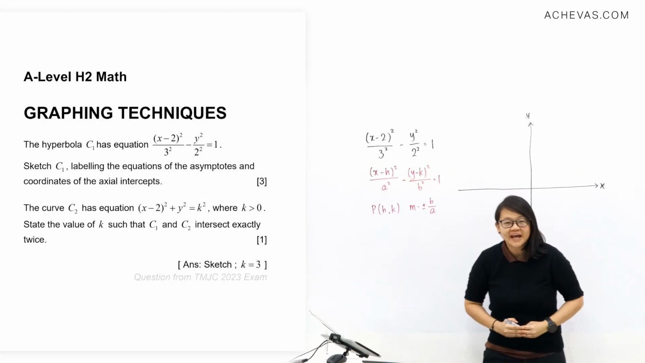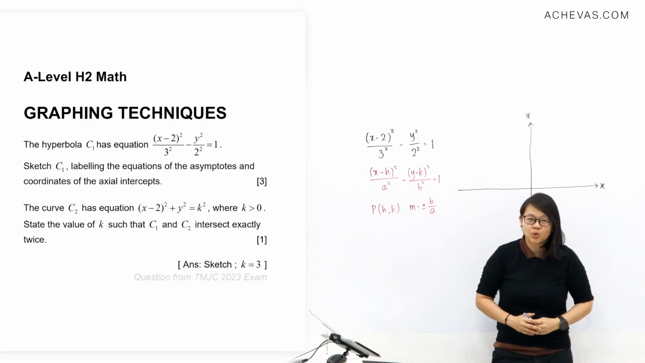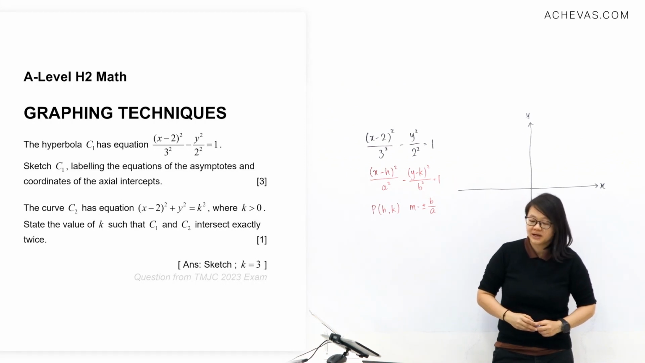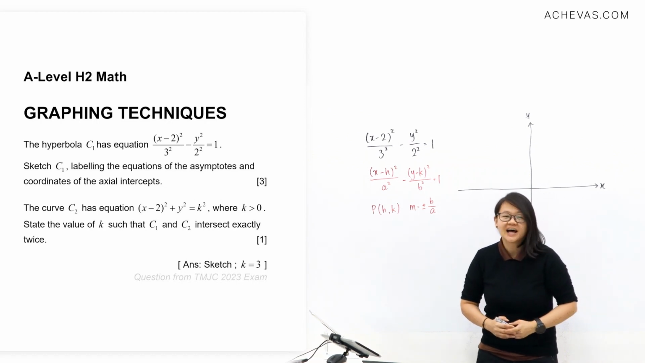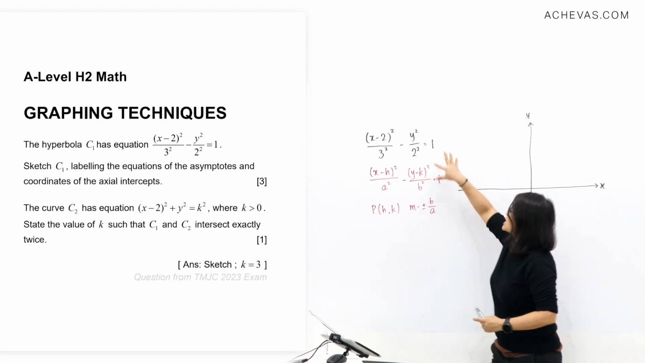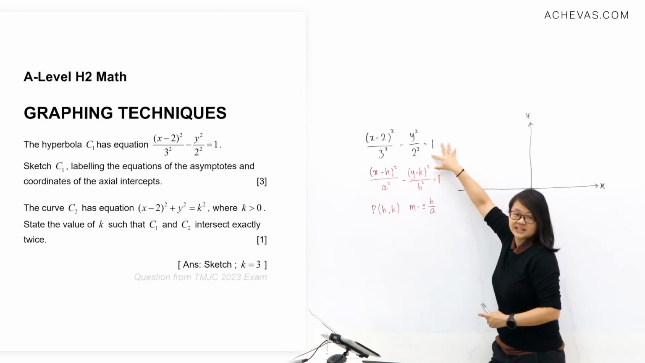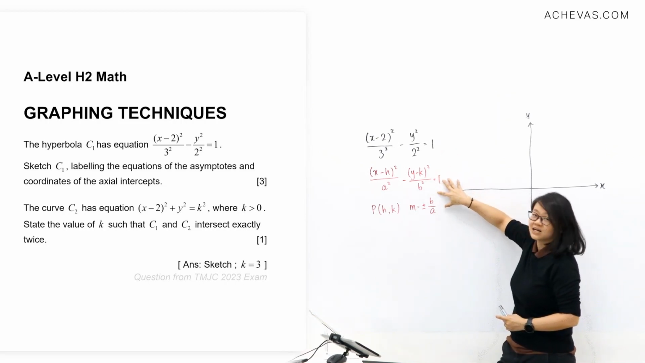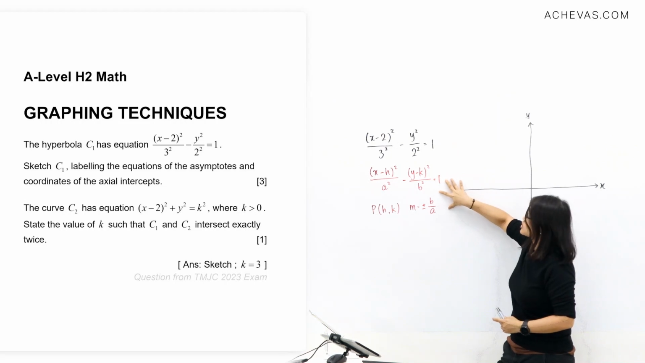Today we are going to take a look at a very basic graphing technique question from TMJC. The hyperbola C1 has equation (x minus 2) squared divided by 3 squared minus y squared divided by 2 squared equals 1. Sketch C1 labeling the equation of the asymptotes and the coordinates of the axial intercepts. Now this question is pretty easy because the form has been given in a way that we are very familiar with. So let's just take a look at this concept here.